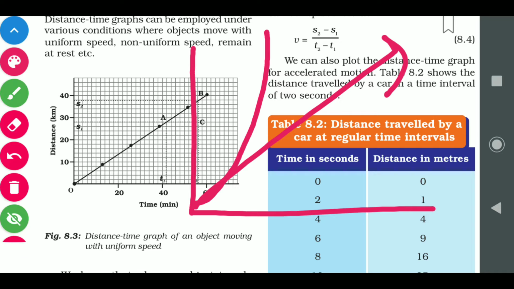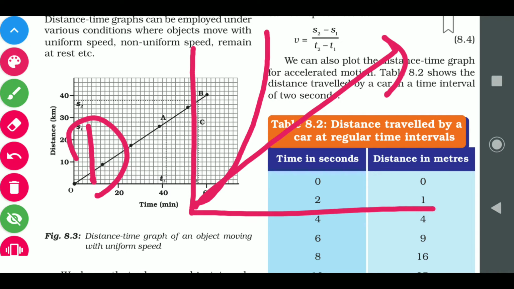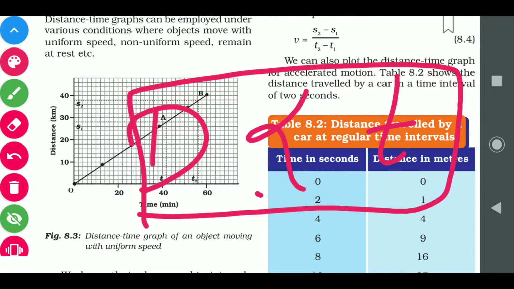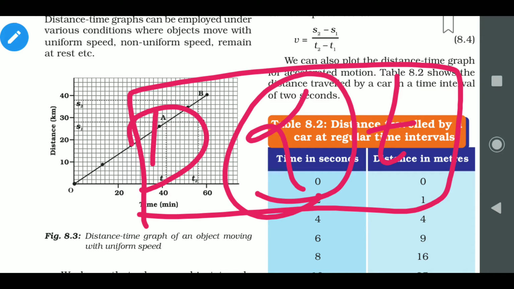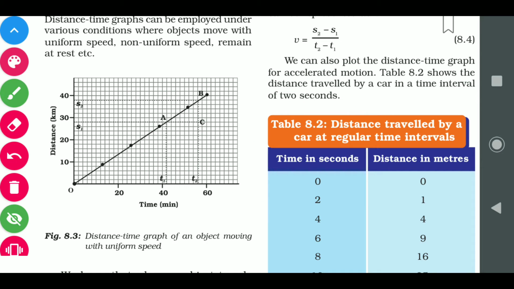Always remember, distance is directly proportional to time. Whenever you see this symbol, it is called the proportional symbol. Whenever one quantity is proportional to another, the graph between them is always a straight line. Now we will discuss the velocity-time graph.